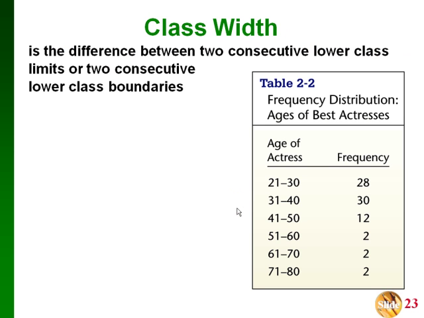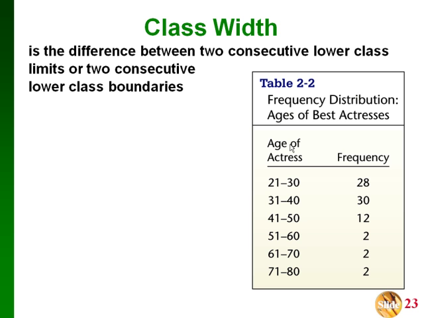The class width, this is one of the hardest items in frequency distributions to get. It's easy to look at a frequency distribution like this and think that the class width would be 9, because that's the difference between the upper and the lower class limits in any one of these classes. But that's not the case.